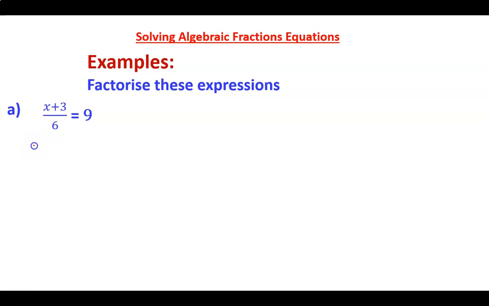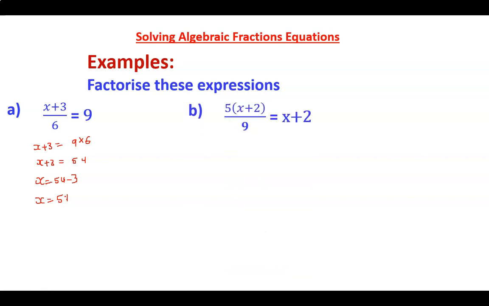So let's get rid of that divide by 6. Keep x plus 3 as it is and take 6 to the other side, and because of division, the inverse of division is times. That gives you x plus 3 equals 54. And finally, x equals 54 take away 3. That gives you x is 51. So that was easy, straightforward.